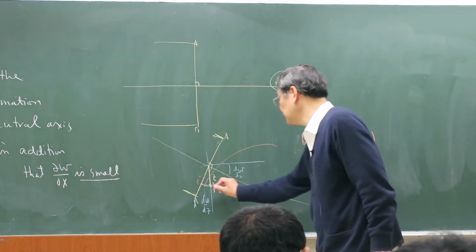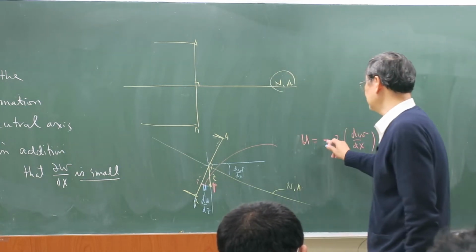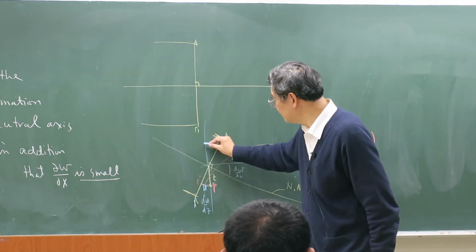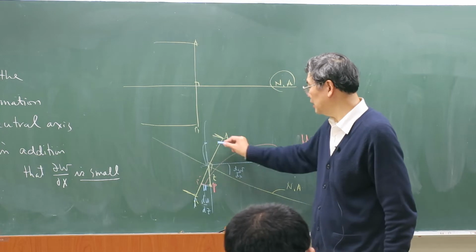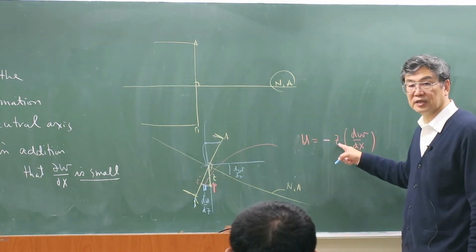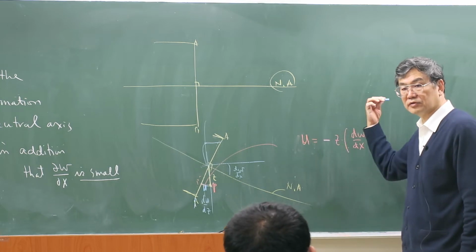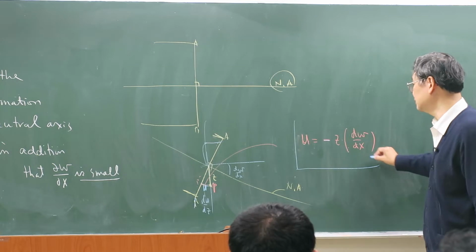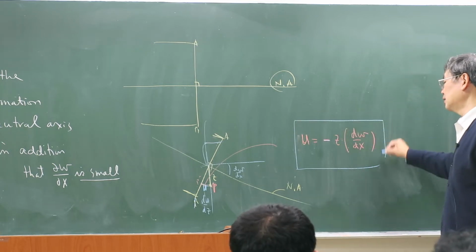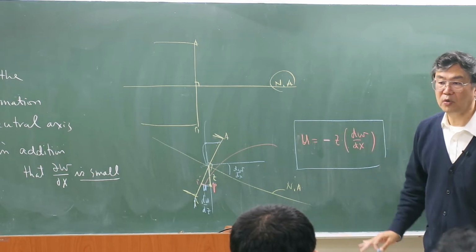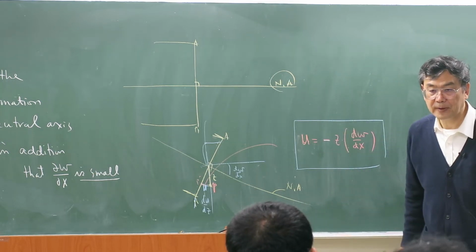So this is U equal to minus. That means for a negative coordinate z, it has a positive U. If you put a negative z, you get a positive horizontal displacement U. So this is a very important result. Due to this, we simplify the whole analysis.